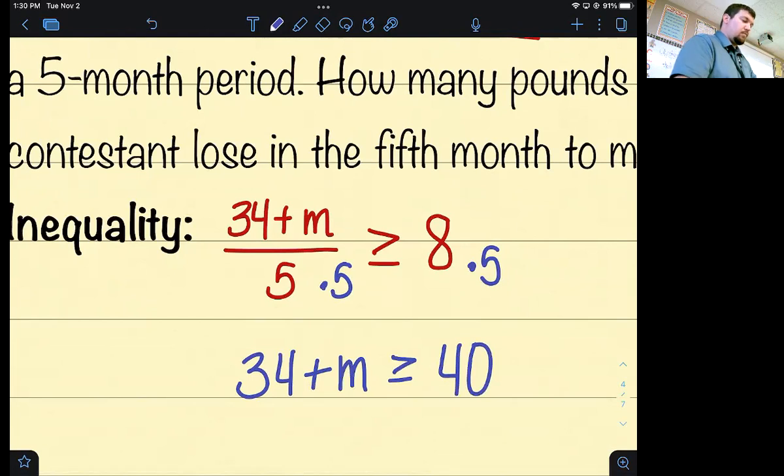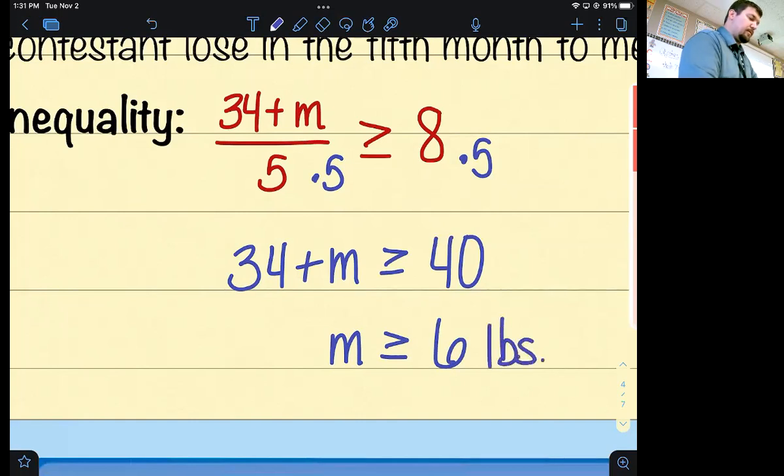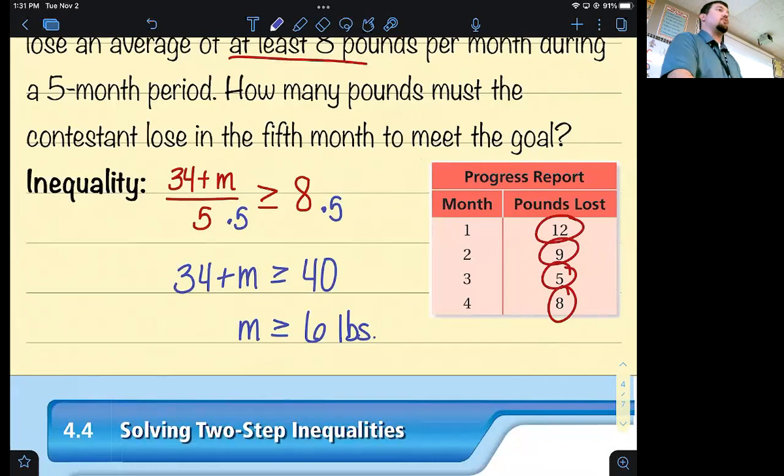What do I have to do to get rid of the 34? Okay, what's 40 minus 34? And then what were we talking about here? Were we talking pounds? Yes. And the abbreviation for pounds, we don't want to write the whole word out, is LBS. So as long as you lose 6 or more pounds, greater than or equal to 6 pounds, you'll have reached your goal.